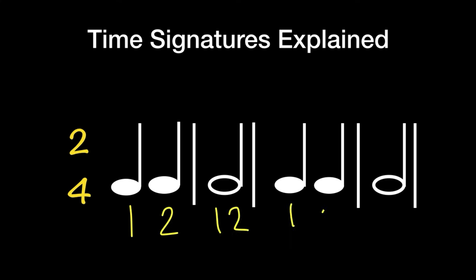1, 2, ready, go. 1, 2, 1, 2, 1, 2, 1, 2. So it will sound something like that, and I can go slow, I can go fast. It really depends on what the tempo marking is on top of the music as well.